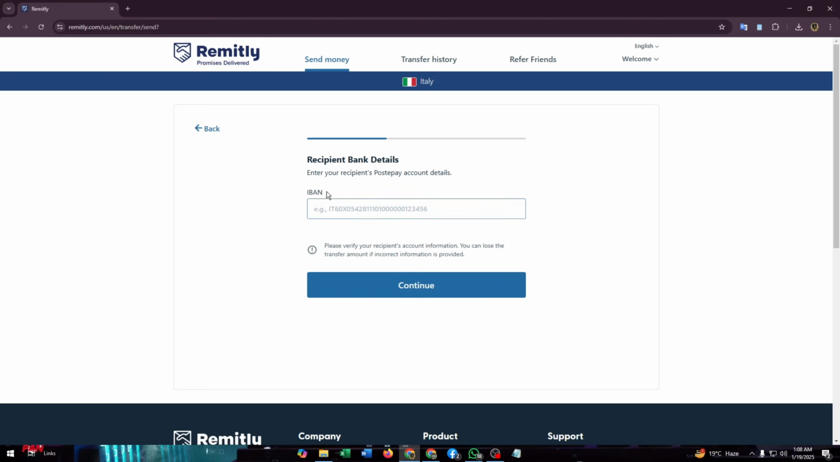If it's a bank account, then tell your bank name and your account number to your sender, and then your sender must enter the account number here. Then after continuing, your sender will send the money and it will be exchanged through Remitly at their best rate, and you will get the money in your currency in your bank account.